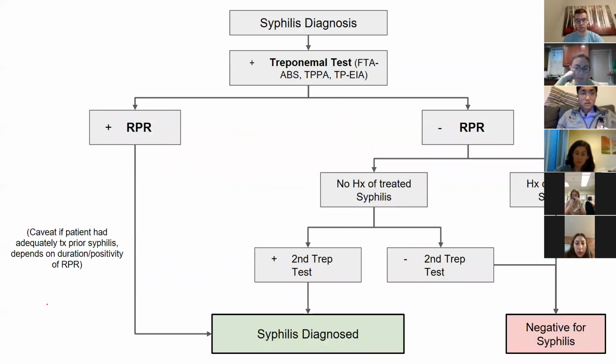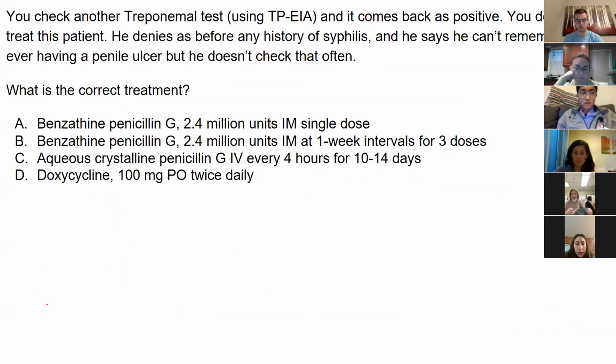All right, and then lastly, same patient, but you check the second treponemal test and it comes back as positive. You decide to treat them. He says, I've never had syphilis before, can't ever remember having an ulcer, but he doesn't check that often. What is the correct treatment?